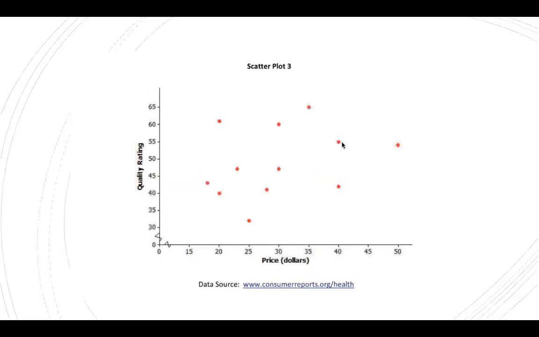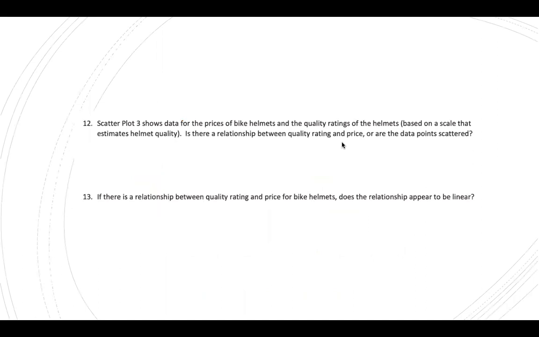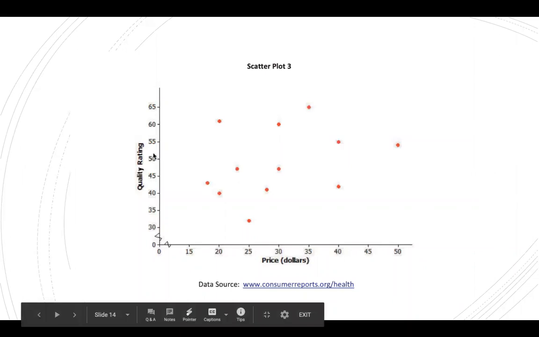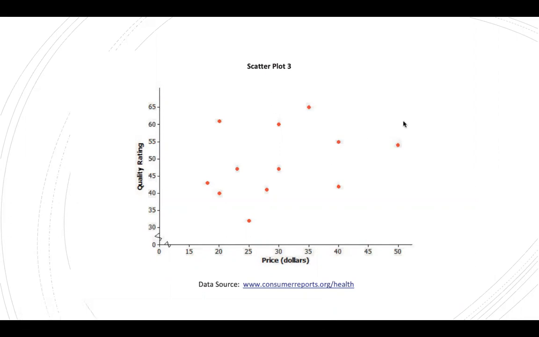All right, and our last one here, scatterplot 3. Scatterplot 3 shows data for prices of bike helmets and the quality ratings. So is there a relationship between the price you're going to pay and the quality of that item? Think about that. Does it look like there is a connection between how much you pay, which is the x-axis, and the quality rating, which is the y? So does it look like you could create a linear line that would represent these?